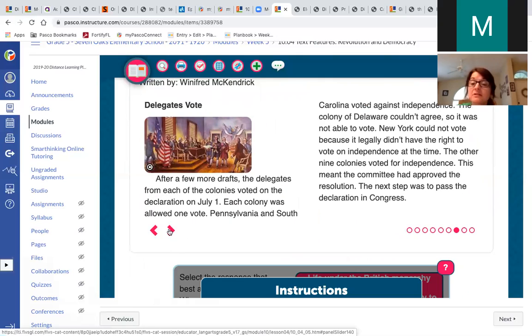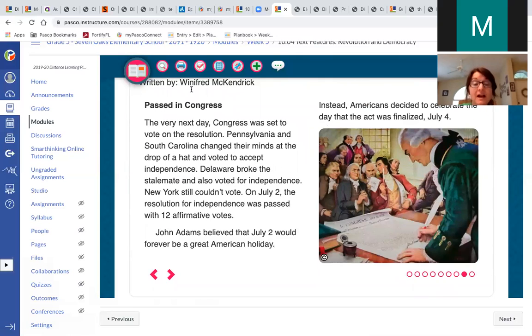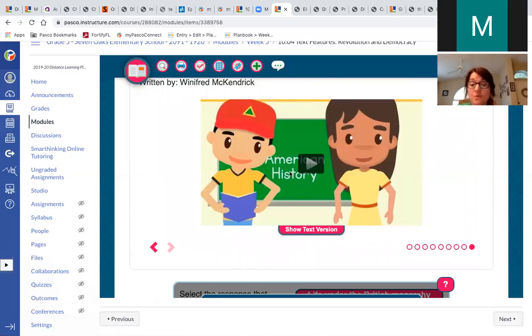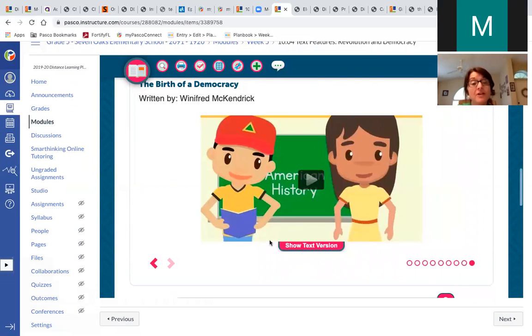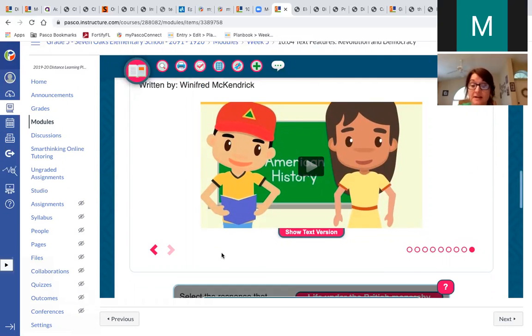Delegates vote, read through that. Passed in Congress, read that section carefully. And then it's going to wrap up with an American history video, so be sure you watch that. And again, just go through and take notes on these important slides about these two texts.